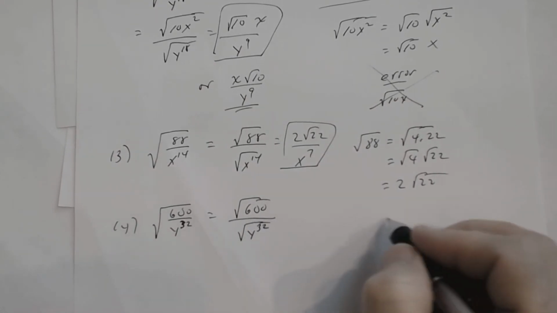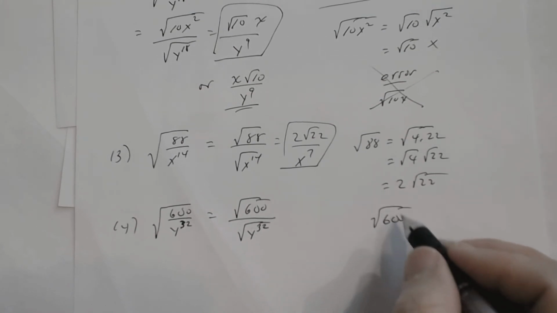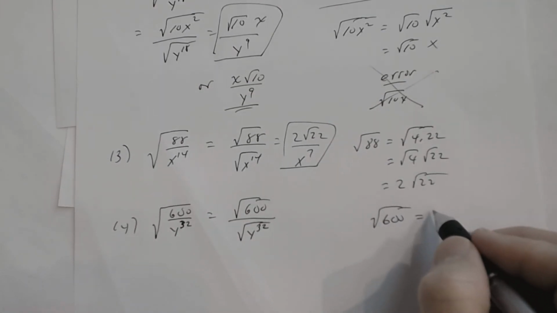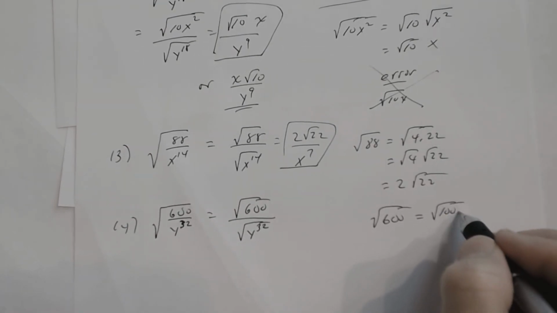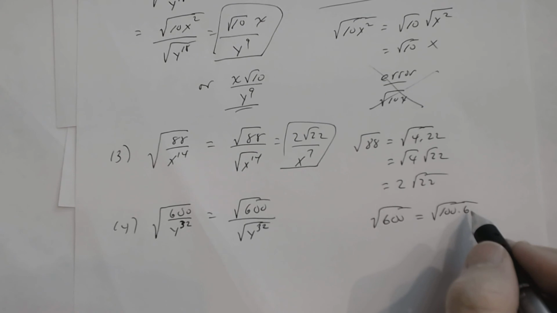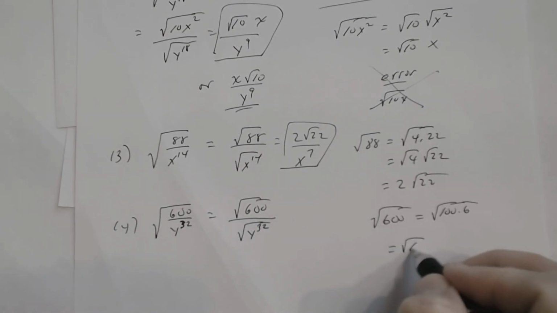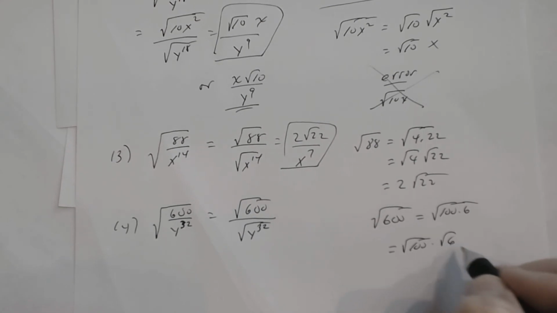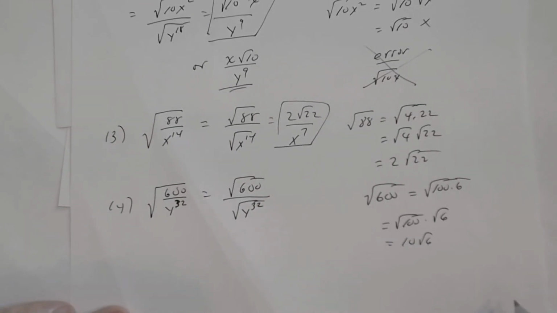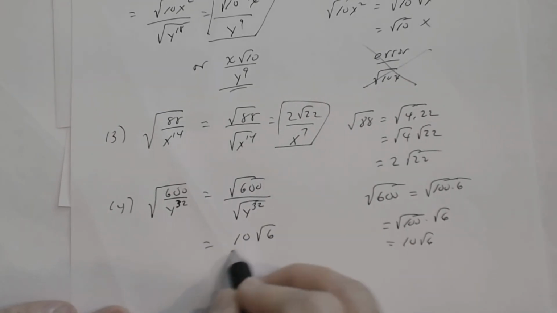And then let's go off to the side and talk about the square root of 600. Is there a perfect square other than 1 that goes into 600? Yeah, 100. So it'll be the square root of 100 times 6. And 100 is the largest because besides 1, there's no other perfect square that goes into 6. So this becomes the square root of 100, the product rule, times the square root of 6, and the square root of 100 is 10, so you get 10 square root of 6. And so that's your numerator.